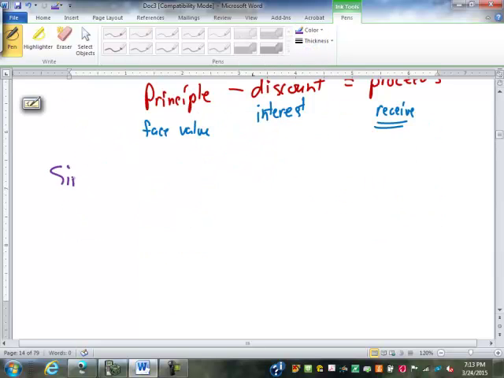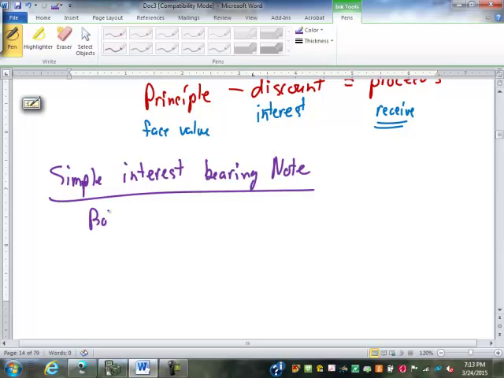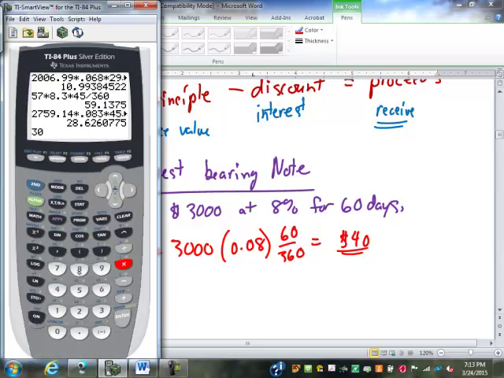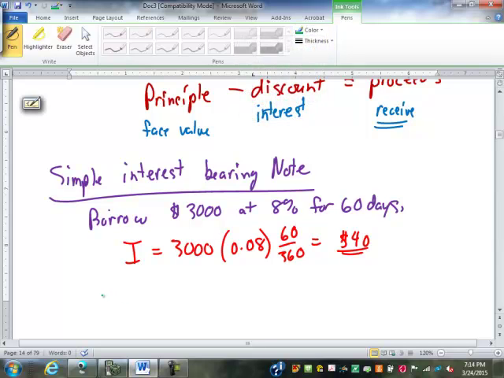So let's say we start out with a simple interest-bearing note. In a simple interest-bearing note, if you borrow $3,000 at 8% for 60 days, the amount of interest is 3,000 times 0.08 times 60 over 360. What's that come up to be? 40 bucks? Yeah, $40. So what that means is the maturity value, what you pay back, is $3,040.